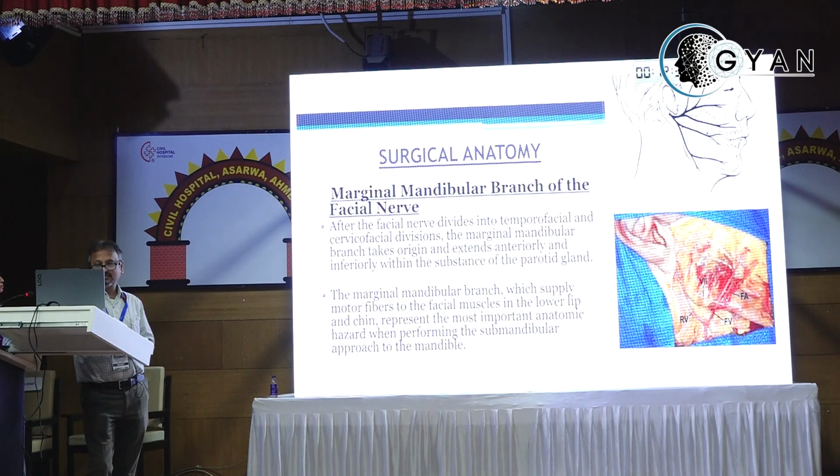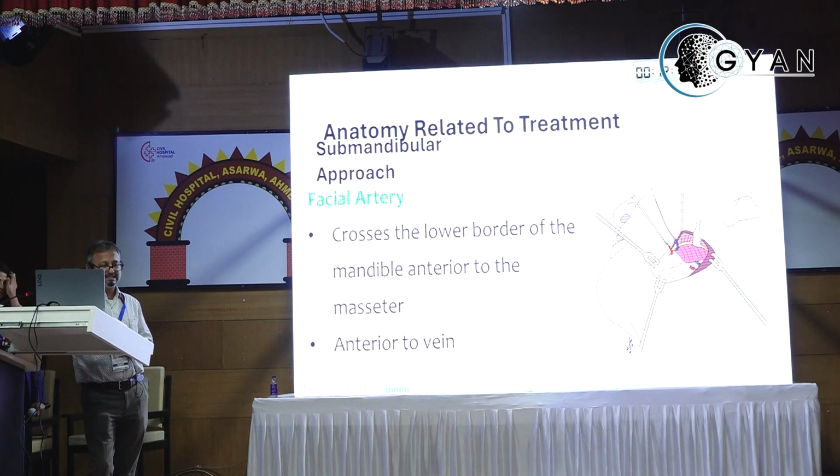As you know, the facial nerve divides into 2 main branches, temporofacial and cervicofacial. The marginal mandibular comes below the cervicofacial. It originates within the substance of the parotid gland. So that is the nerve which comes here, which is really entangled with the other structures as well. That is the facial artery.